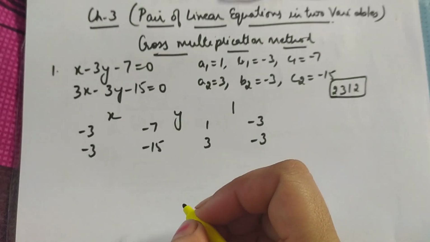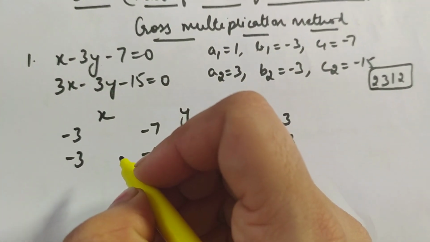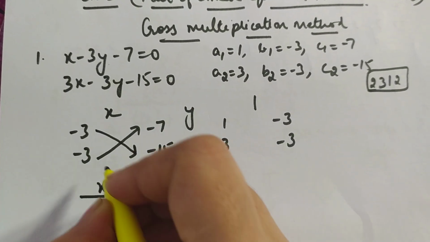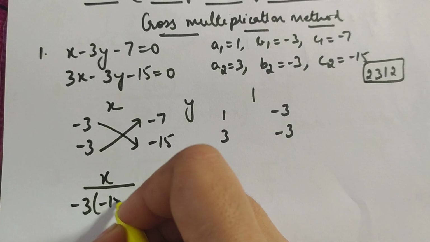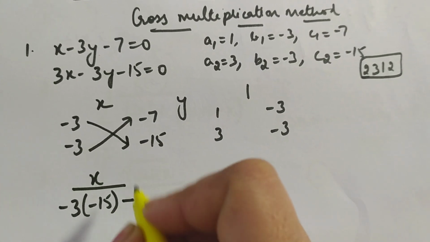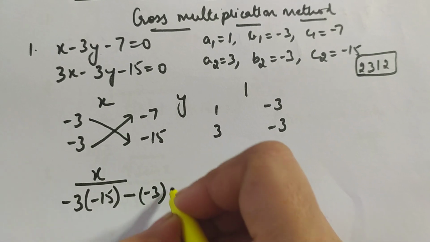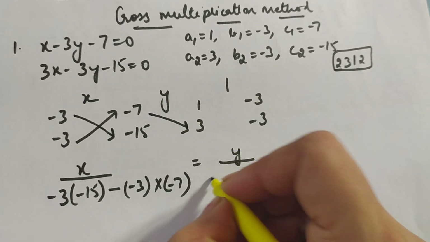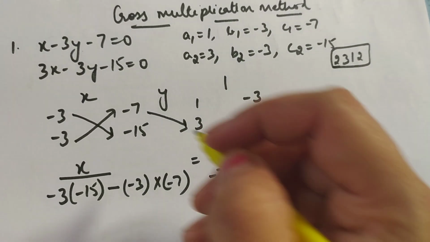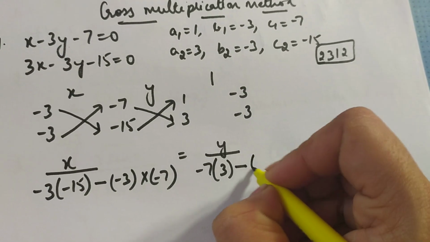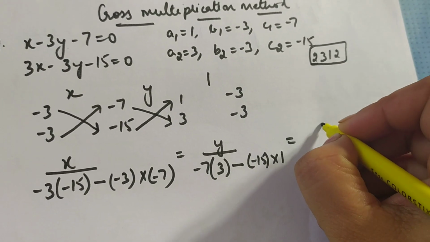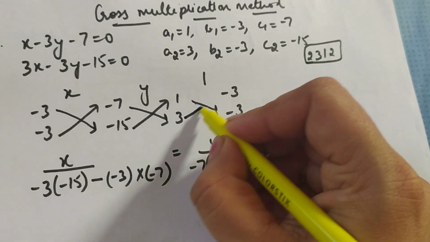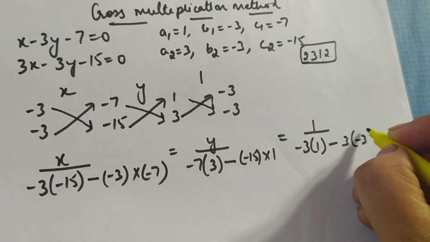Now what you have to do, as you know we are discussing the cross multiplication method, so we have to cross multiply. See, firstly I'll write here x and I'll cross multiply minus 3 with minus 15. Here always you have to put a minus sign, then multiply these two. Minus 3 into minus 7, so that will be equal to y over, now multiply these two, minus 7 into 3. Here again one minus sign is coming, and then multiply these two. Minus 15 into 1, that will be equal to 1 over. Now multiply these. Minus 3 into 1 minus, again multiply this, 3 into minus 3.